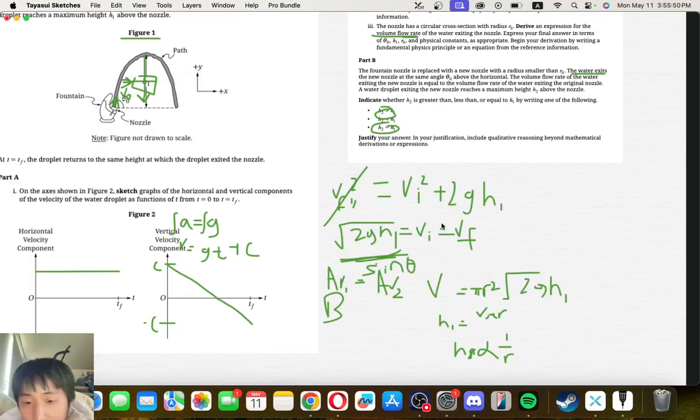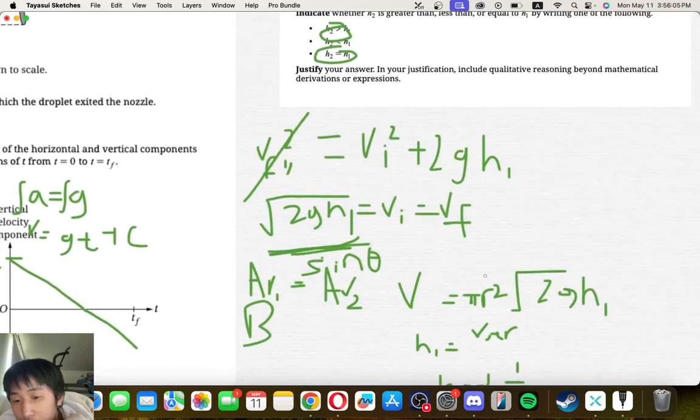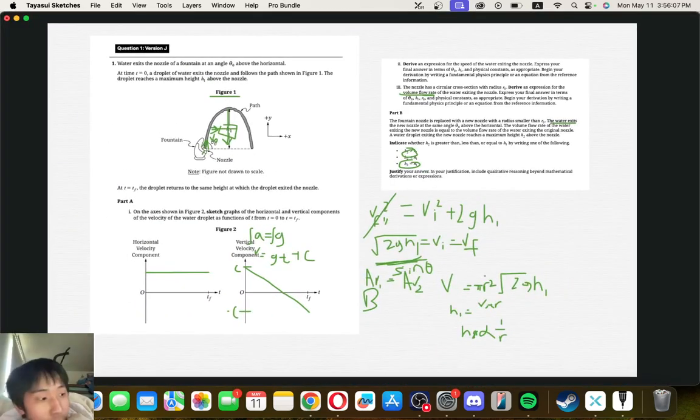Since everything else is the same, the angle, the velocity, the constant of force, gravity, and the volumetric flow rate are the same, and only the radius is different. Then we get the idea that h is inversely proportional to r, so if r is smaller, h will get bigger. There you go.